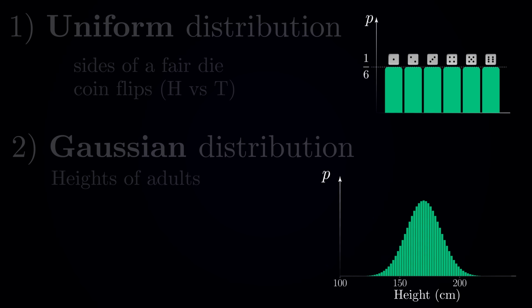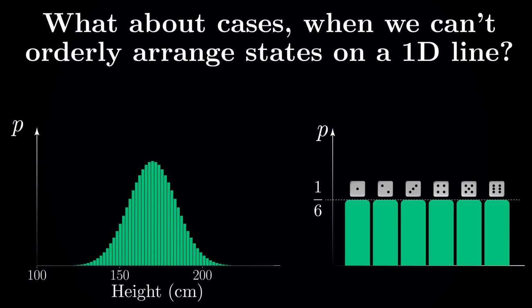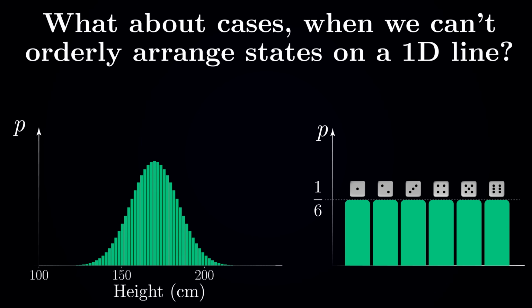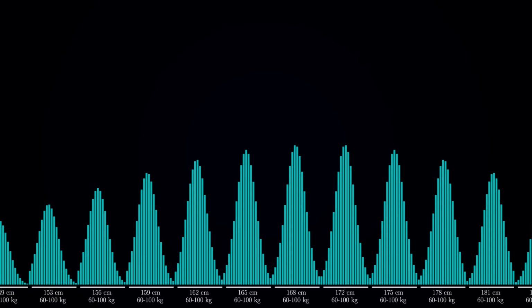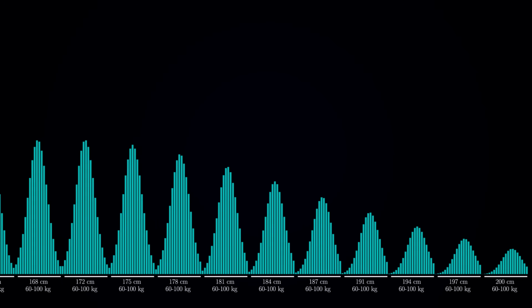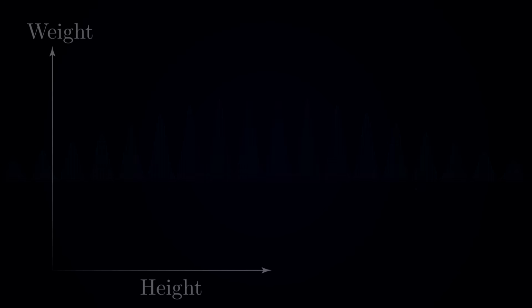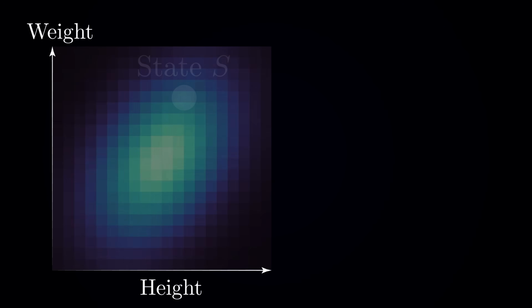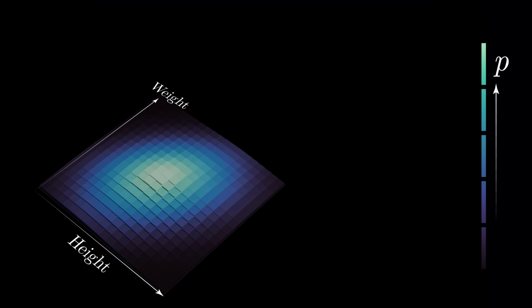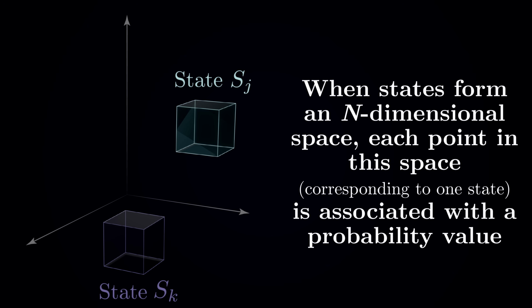So far, we've only looked at the probability distributions over states that can be neatly arranged on a one-dimensional line. But what about more complex scenarios, like states that include both height and weight? We could try to put them on a one-dimensional line, but that's not very enlightening. Instead, it is more natural to think of states as occupying a two-dimensional plane with one coordinate for the height and one for the weight. Then, each point on this plane corresponds to a particular state, and we can represent its probability with color or as a third coordinate. For more coordinates, we can't directly visualize higher dimensions, but the idea remains the same.